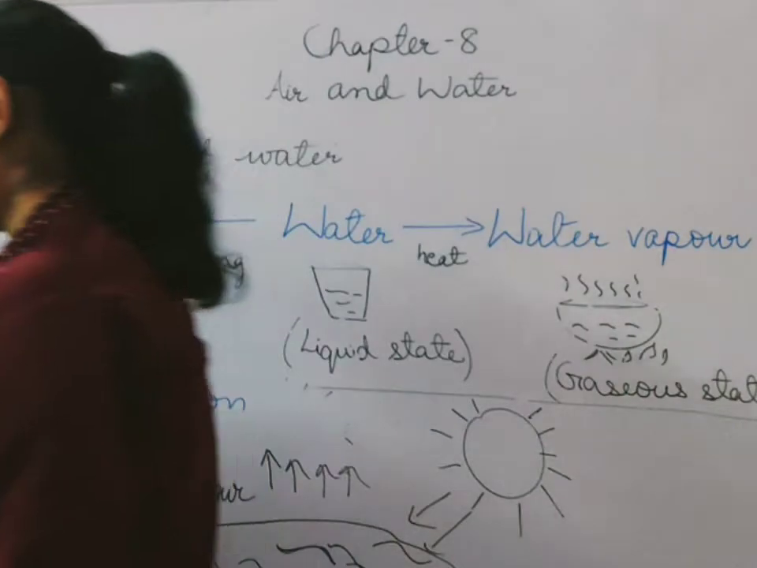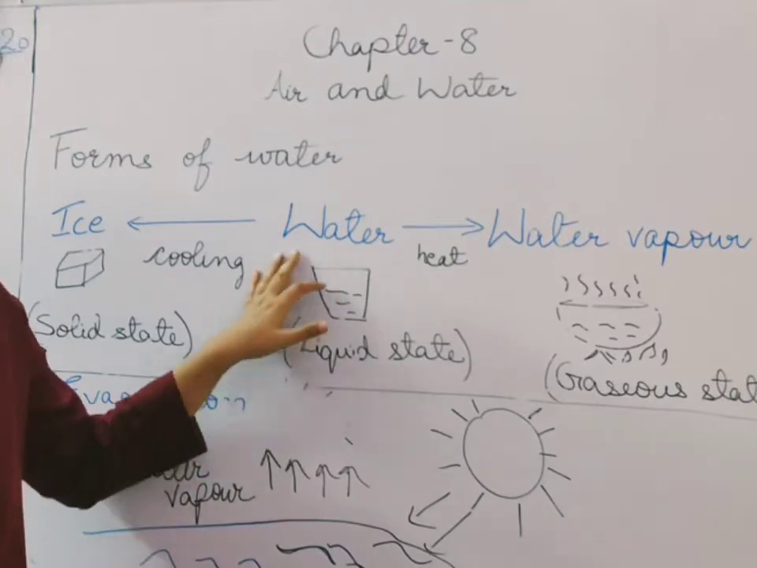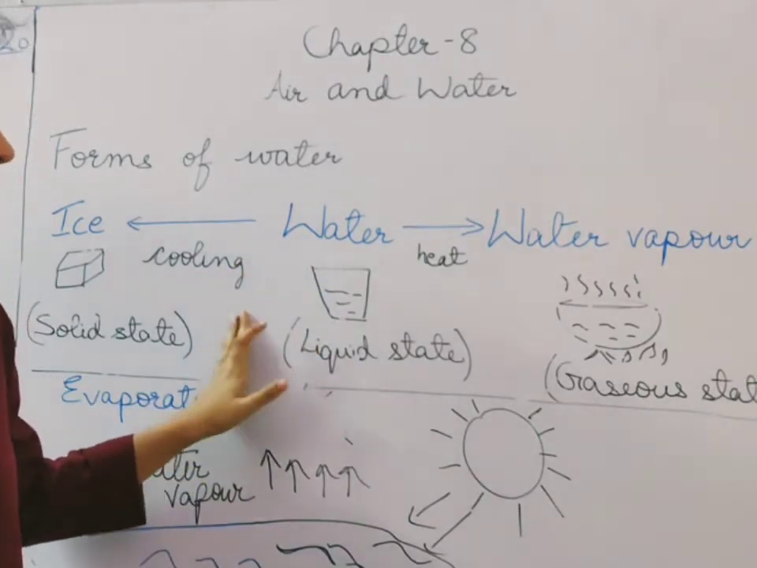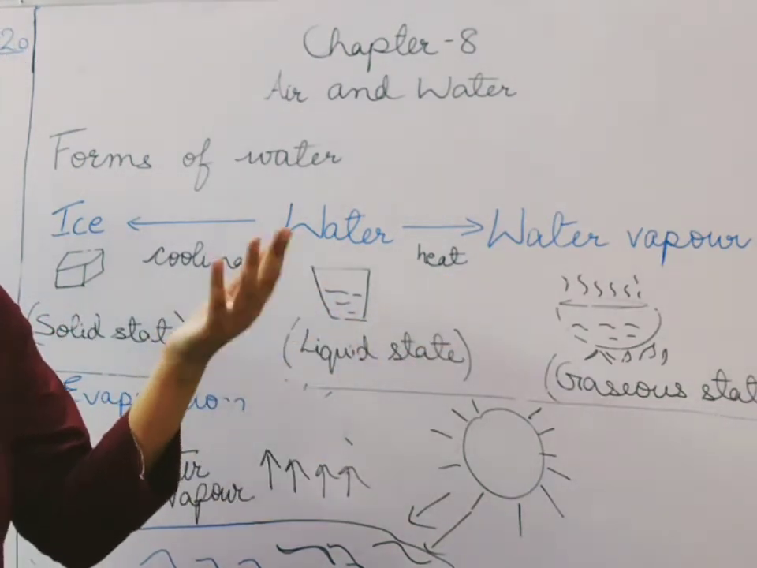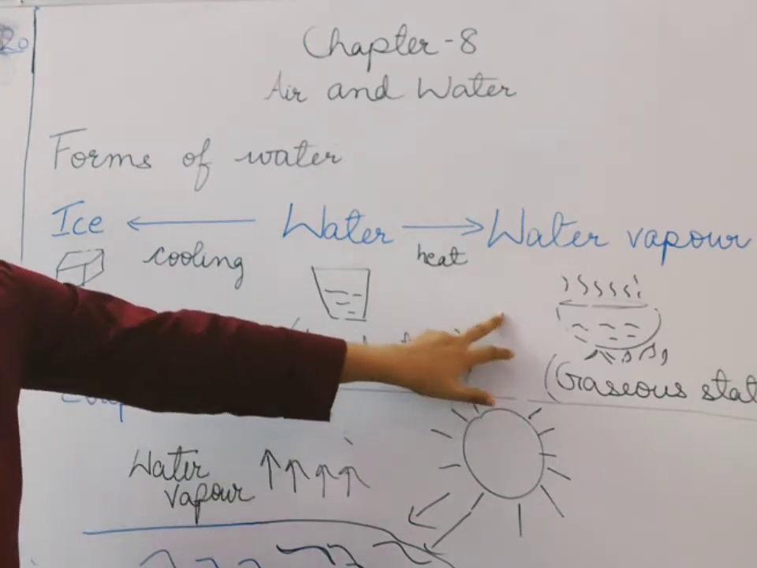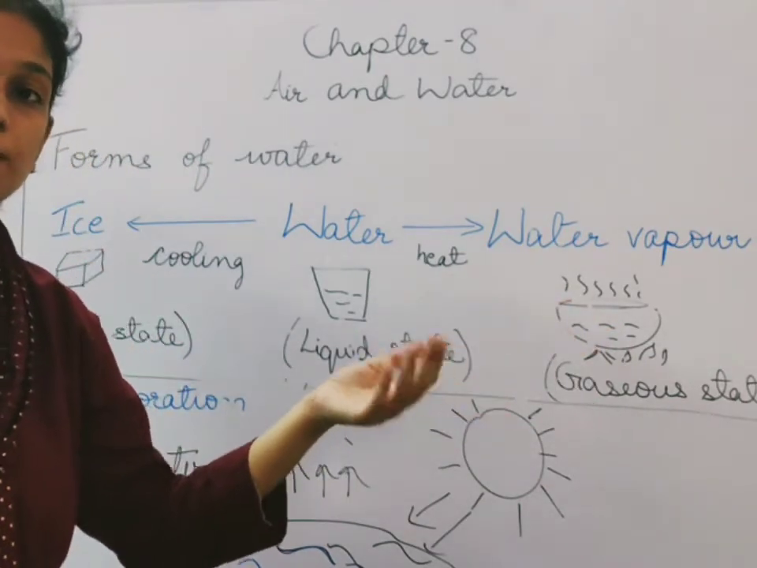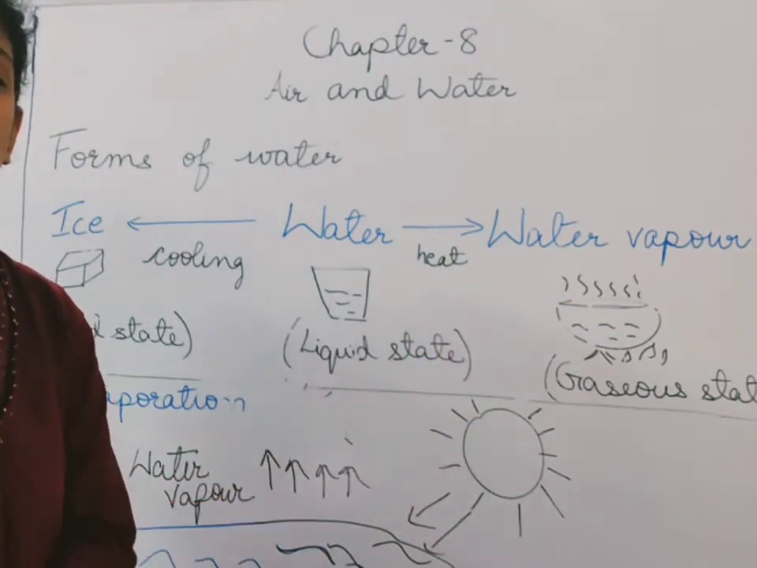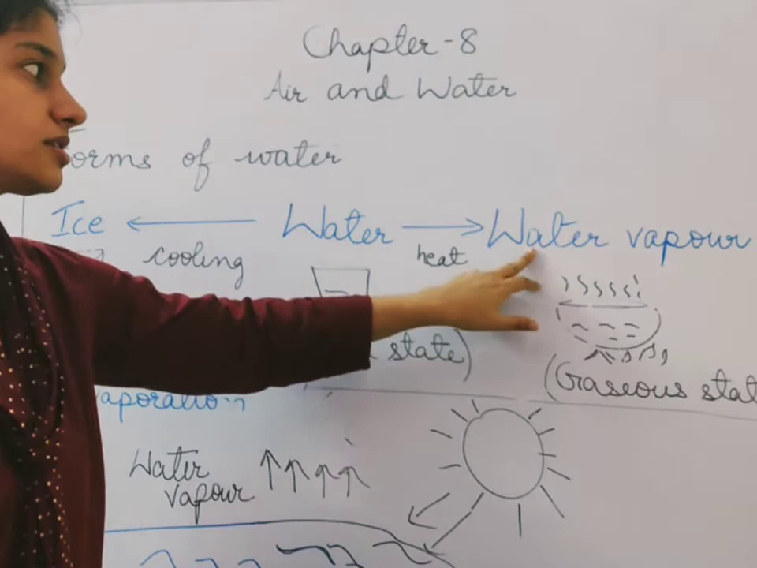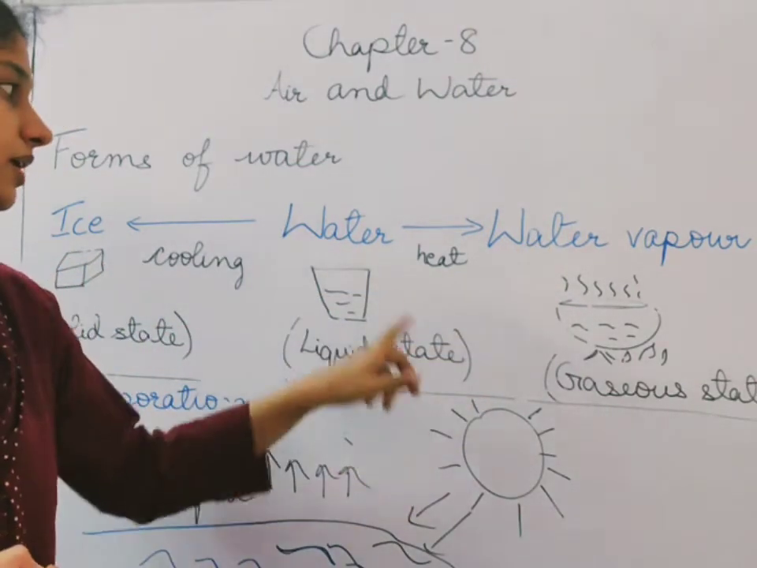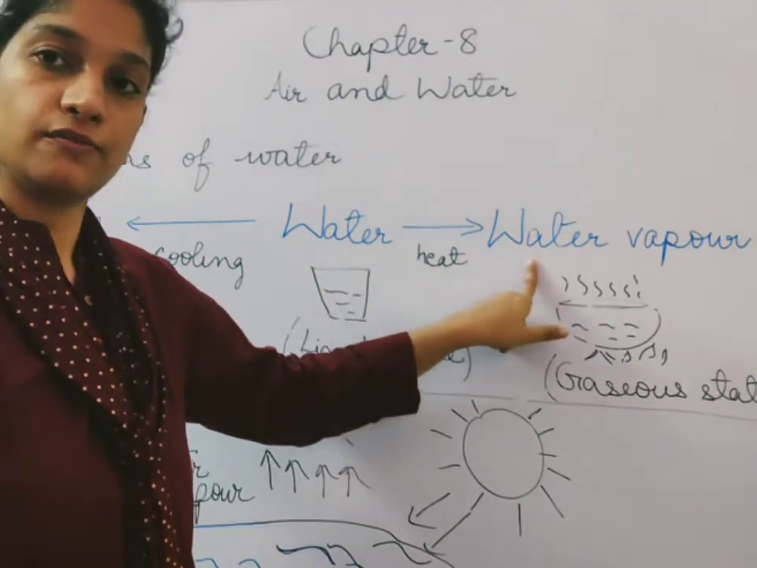Water at normal room temperature exists in its liquid state, which is known as water. But when we heat this water, if we put it in a beaker or any bowl and we heat it, the water will start boiling. At first it will start boiling, then it will convert into gaseous form and rise up. This is known as water vapor. On heating, water changes its form from water to water vapor.